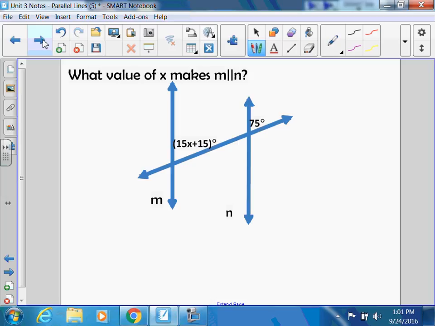Okay, what must x be to make these two lines parallel? I don't know if they're parallel, but I want to make sure I can prove that they are. Well, the only way these two lines would be parallel is if these two angles would be congruent, because those are in corresponding positions. So I'd set them equal and solve for x.